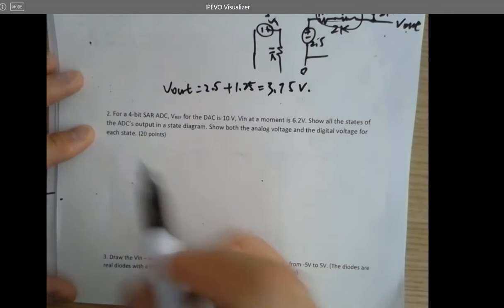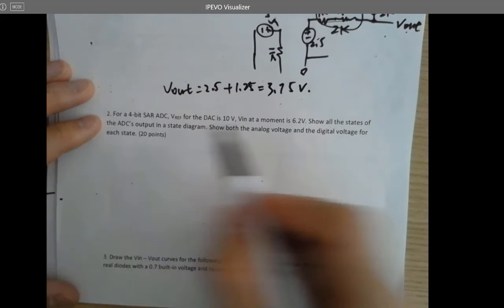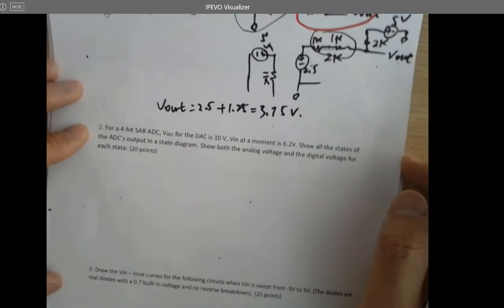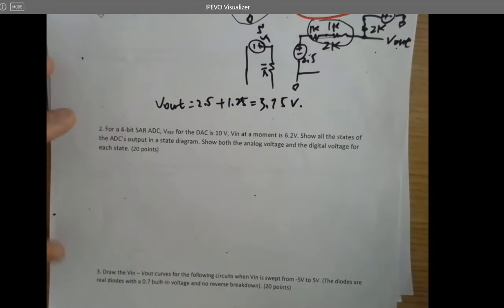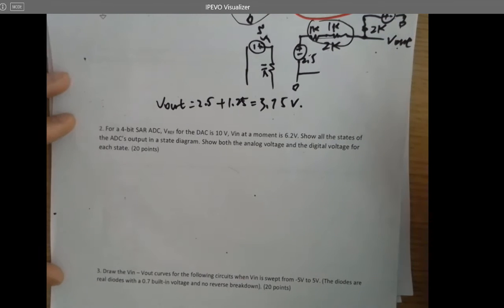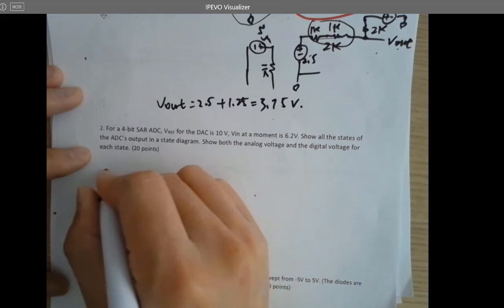For this one, since it's asking to draw the states for the SAR ADC, you don't have to draw the condition which is not being used, right? Just make it easier. And start from 1, 0, 0, 0.